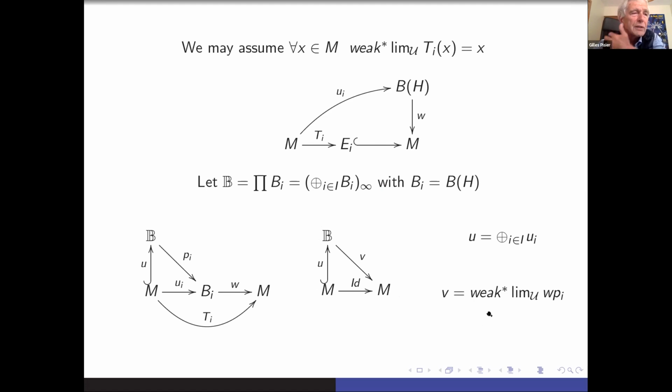Of course, weak star balls are weak star compact, so the weak star limit with respect to this ultrafilter exists, and so this defines a map that will still be unital and positive. So V is unital and positive. Actually, well, V is the composition, you see, of a unital completely positive map and the coordinate. So in fact, V is even unital completely positive, and our U is, as announced, unital positive and normal. So that shows the claimed implication.